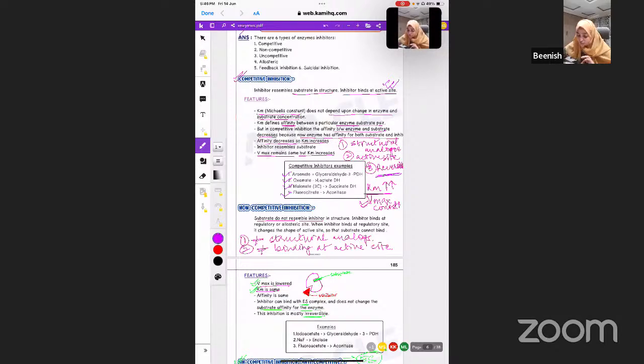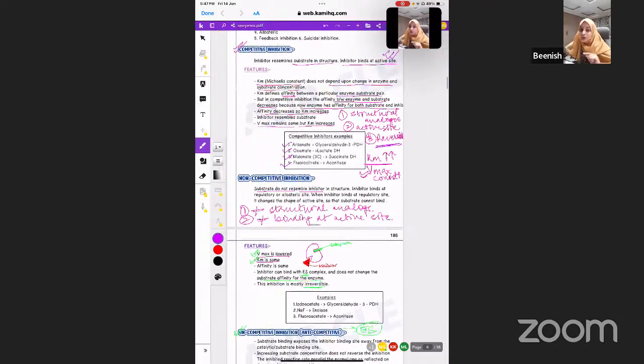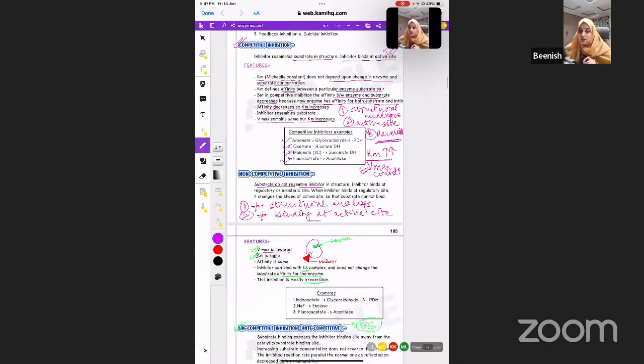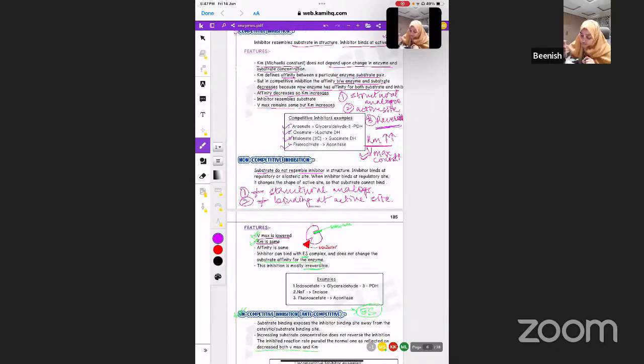And also in non-competitive inhibition, what is happening? The inhibitor can bind to the free enzyme as well as the enzyme substrate complex. And also in non-competitive inhibitions, they are all irreversible and they're mostly poisons. For example, iodoacetate inhibiting glyceraldehyde triphosphate dehydrogenase, fluoride inhibiting enolase, and fluoroacetate inhibiting aconitase.